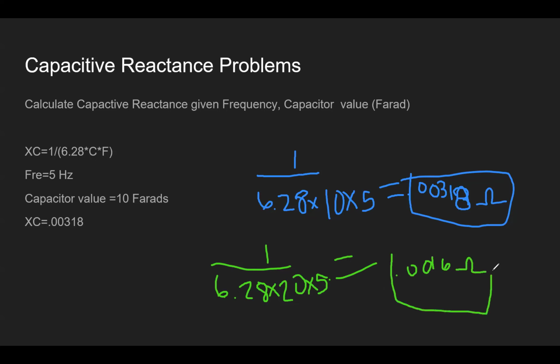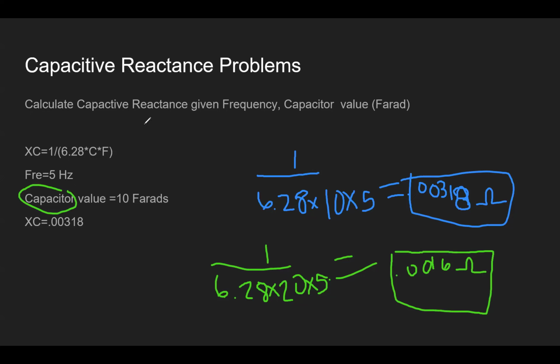So basically, this just shows you again the relationship between capacitive reactance and capacitors, right? When all I did was increase the capacitor from 10 to 20, and that caused a significant decrease in the reactance, which is the resistance here. Any questions about this math?